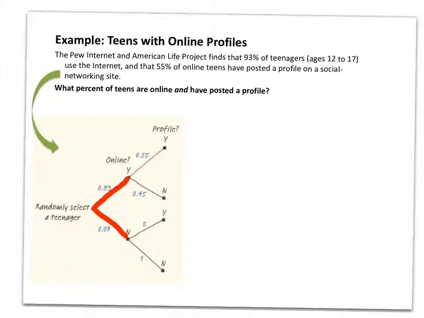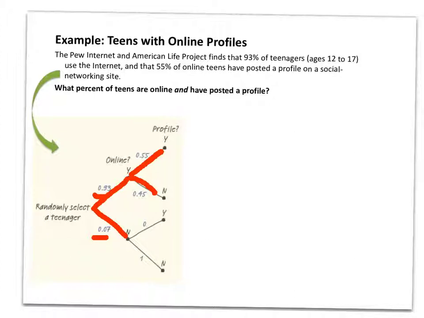So remember, these 2 probabilities have to total 1 if it's truly all the outcomes. Then the second event is, have they posted a profile, say on Facebook or MySpace or any of those kind of networking sites? And it says here, 55% of online teens have posted a profile. So when I make the next branches about an online profile, yes is 55%, no would then be 45%.